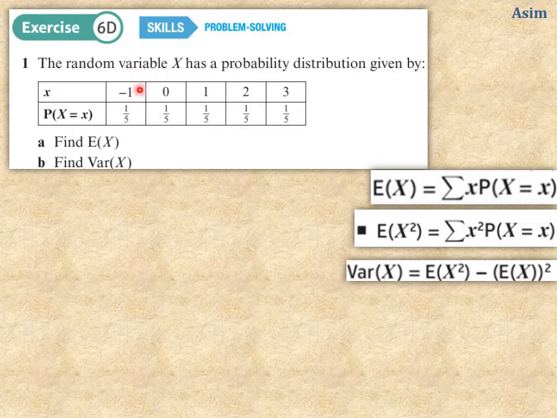So we just multiply -1 with 1 by 5 plus, because there is a sum in this formula, total, plus 0 times 1 by 5 plus 1 times this plus 2. So we just multiply the x with the probability and add. That is what will give you expectation of x.